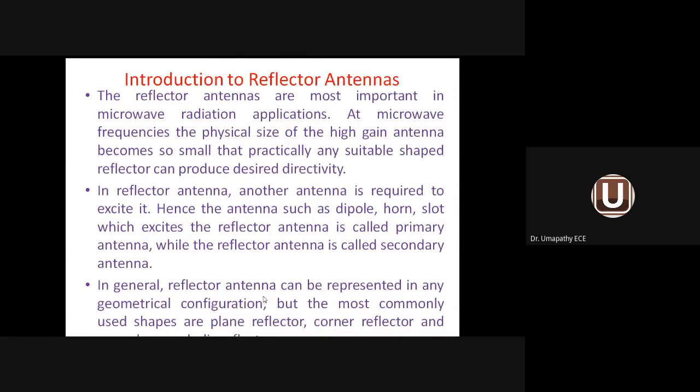In general, the reflector antenna can be represented by any geometrical configuration. That means for a reflector antenna, you can have a dish, you can have a parabolic form, or you can go for a corner reflector, or a plane reflector. So any type of geometrical configuration, you can go for as the secondary antenna or reflector antenna. The most commonly used shapes are plane reflector, corner reflector, and parabolic reflector. Generally, these 3 reflector antennas are used in practice.